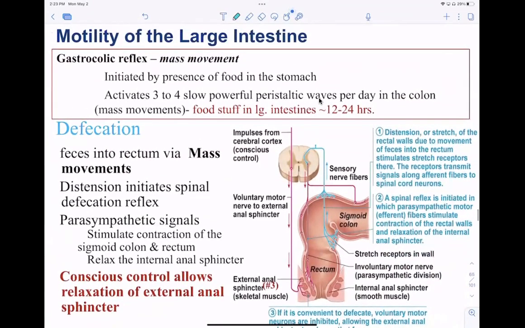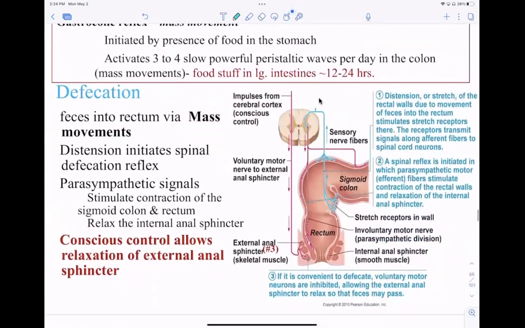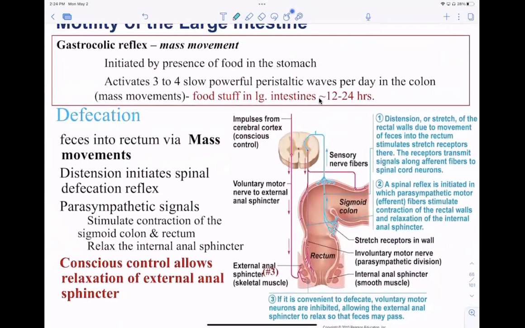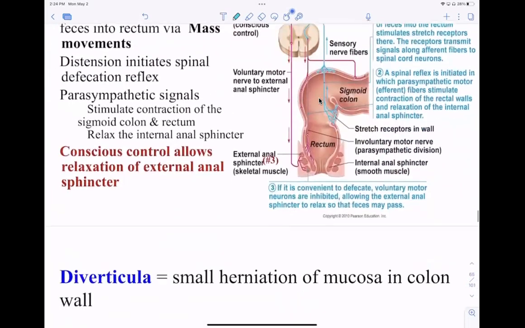So the presence of food in the stomach is going to activate mass movement in the colon. And so it gets activated 3-4 big waves per day. And so the bolus kind of moves up and then over and then down and then around. And so that's what we refer to as mass movement. So you can read through the defecation and the way it works with the nervous system.